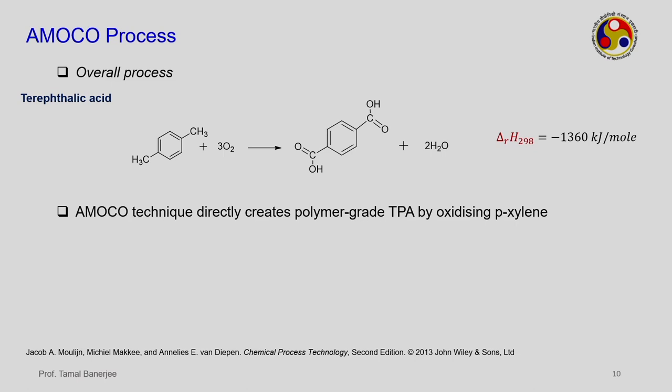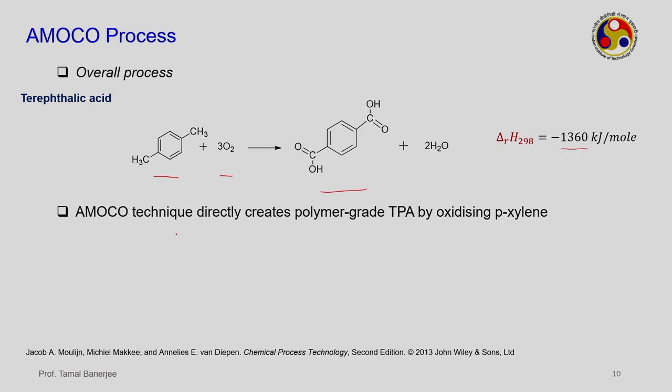So moving ahead, this is the overall reaction for terephthalic acid. So you have paraxylene getting oxidized. All the sodium bromide and this attack with acetic acid are not written here. So this is the overall reaction. The overall reaction gives terephthalic acid. So this is the delta H of reaction.